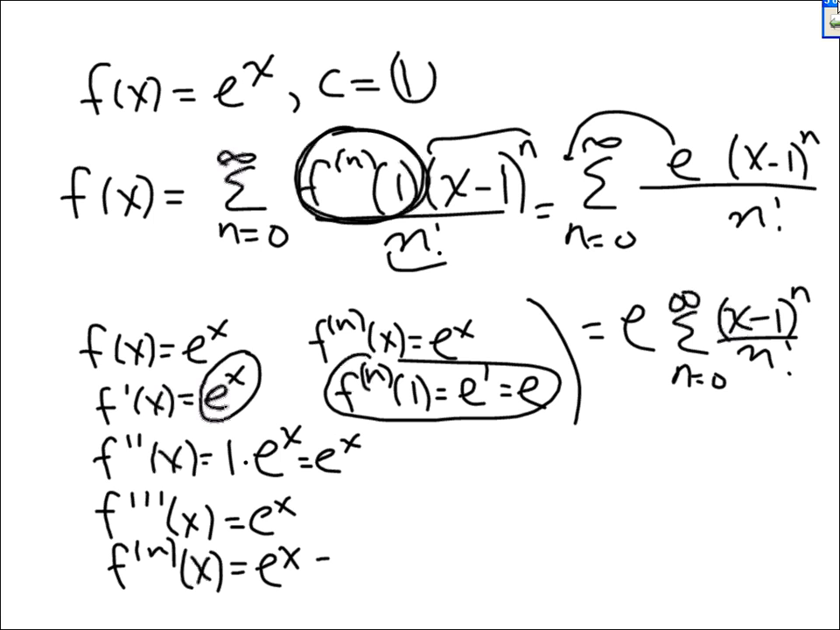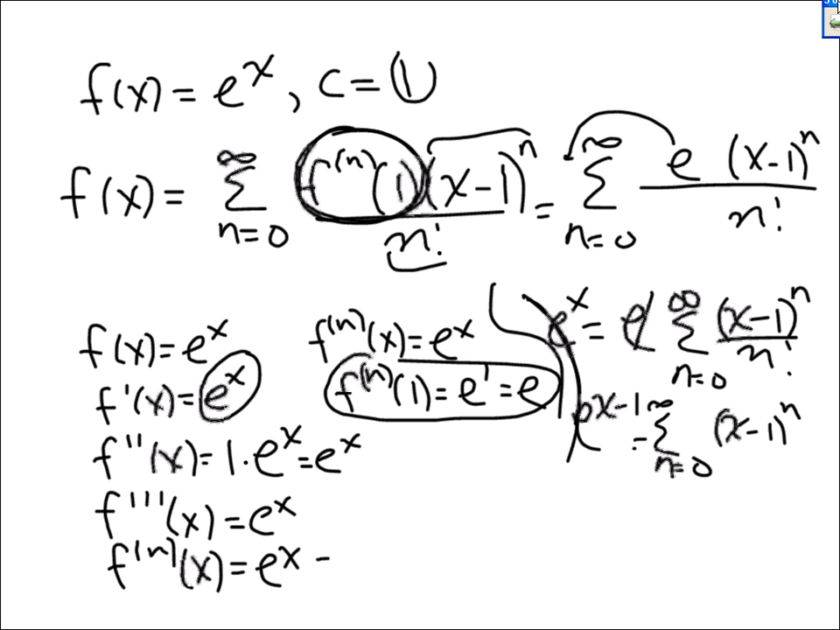So, if this here is e to the x, dividing both sides by e, the left side becomes e to the x minus 1. Divide the right side by e, that cancels out, and that summation is e to the x minus 1. No double summation. X minus 1 to the n over n factorial.